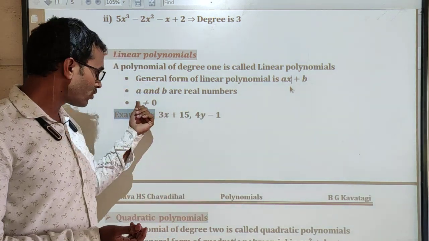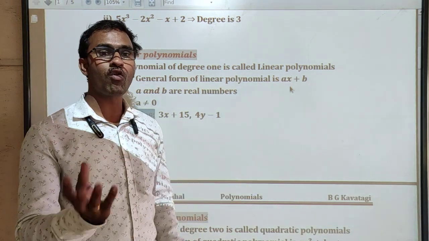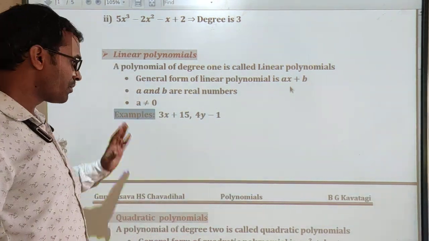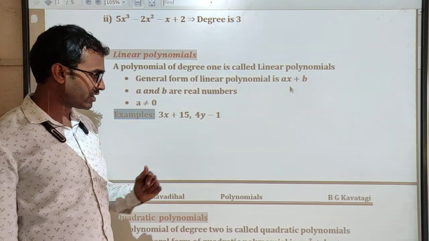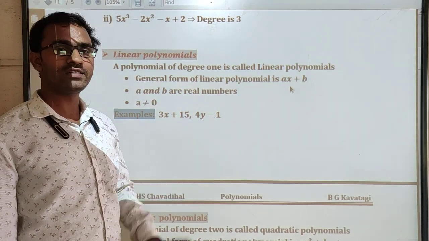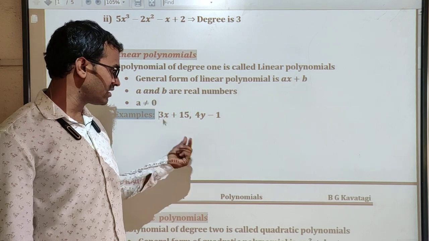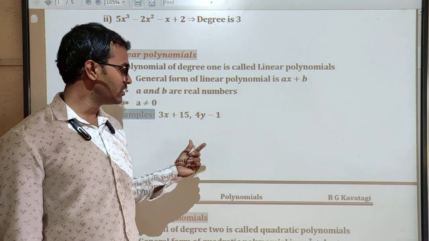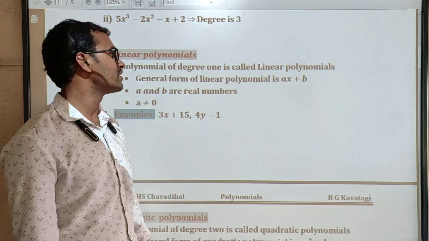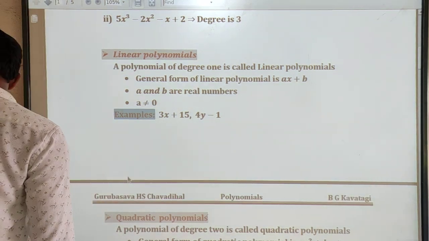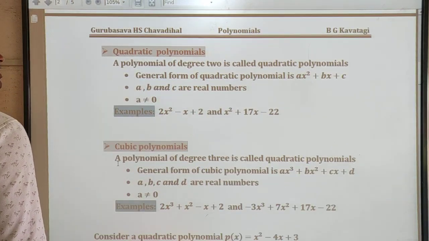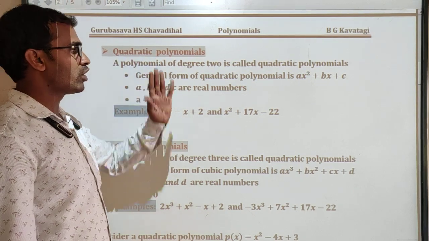Therefore, if a equals 0, this polynomial equals a constant term. Examples: 3x plus 15 and 4y minus 11. Here the variable is x, and in the other polynomial the variable is y. So both are linear polynomials.